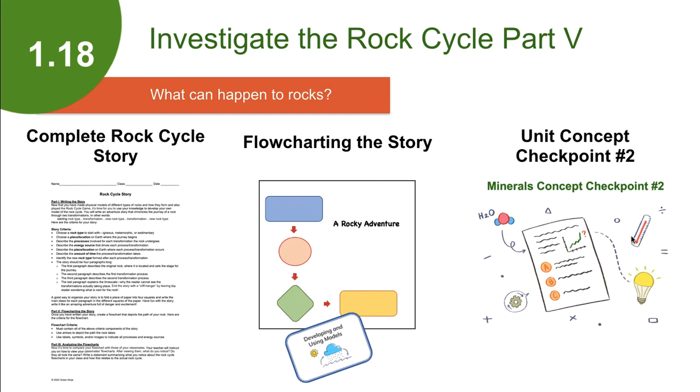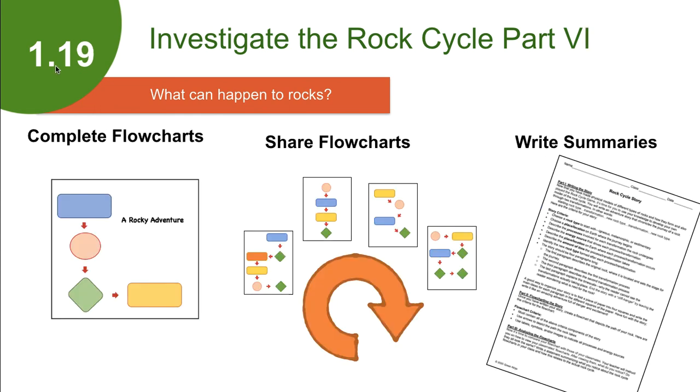We end with the second concept checkpoint of the unit, focusing on the cycling of materials and flow of energy that drives the formation of different types of rock. In lesson 1.19, students complete and then share their flowcharts. They discover that not everyone's journey is exactly the same, but in all cases, the rocks underwent processes driven by the sun and Earth's energy. What differed was the order and the time scale.